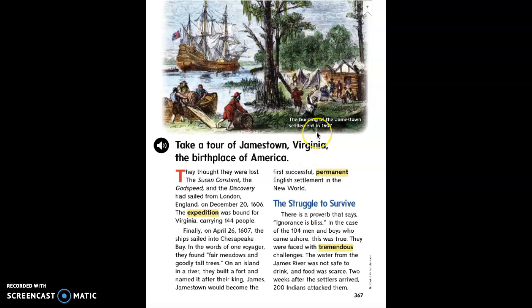And it says, the building of the Jamestown settlement in 1607. Let's get started with our reading. Take a tour of Jamestown, Virginia, the birthplace of America. They thought they were lost.